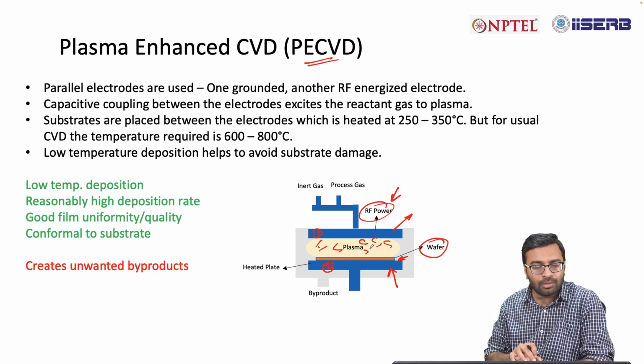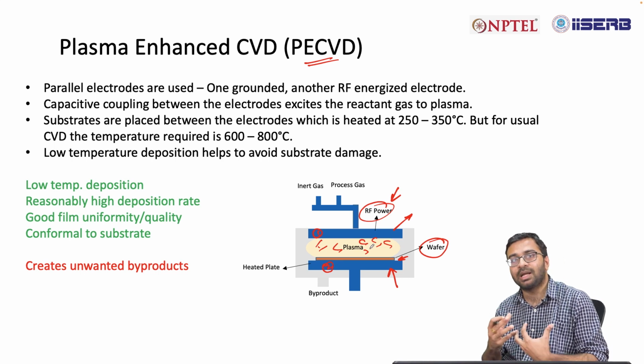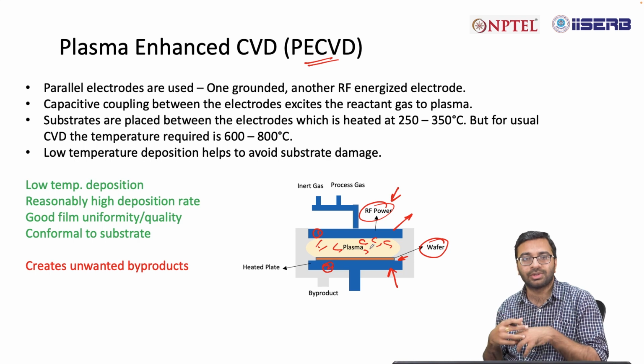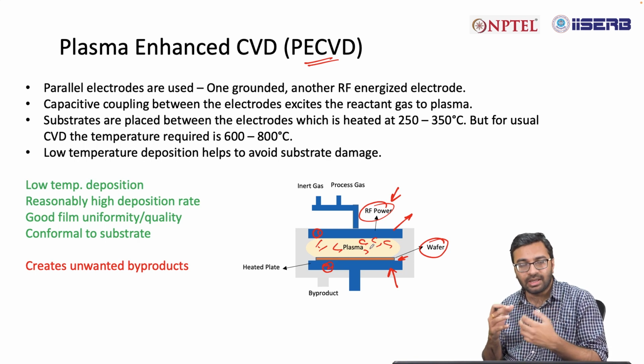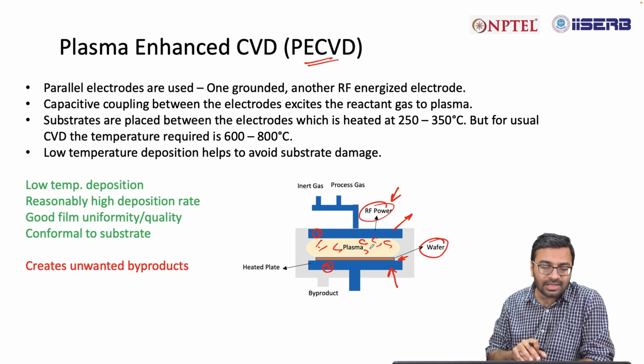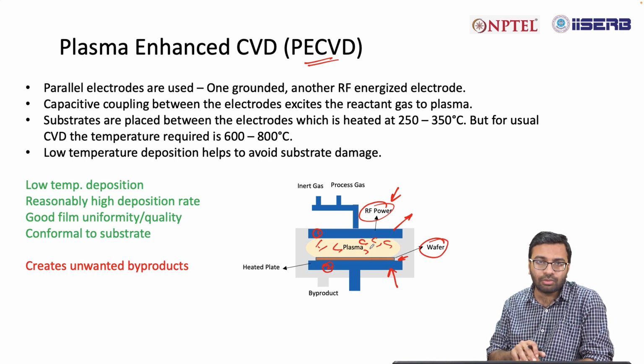Now, the deposition rate in this case also is considerably high because it is in plasma, already atoms or molecules are energized. So, it will facilitate the reaction more. Then in this case you will find the uniformity and the quality of the film is quite good.